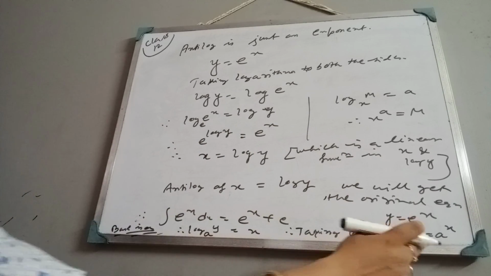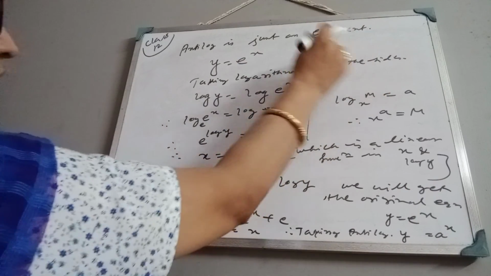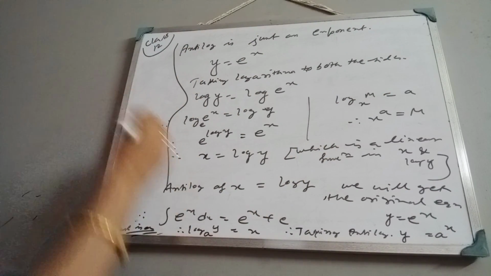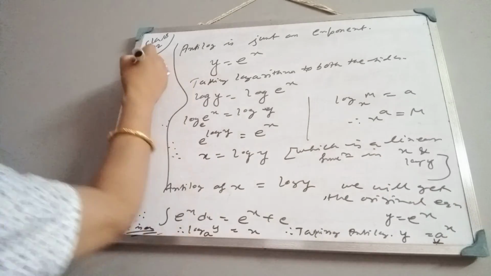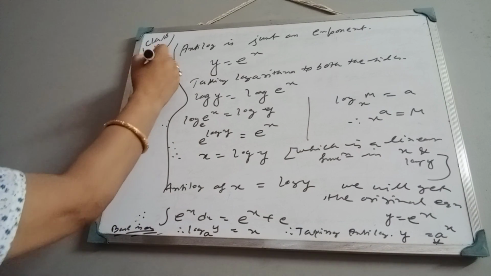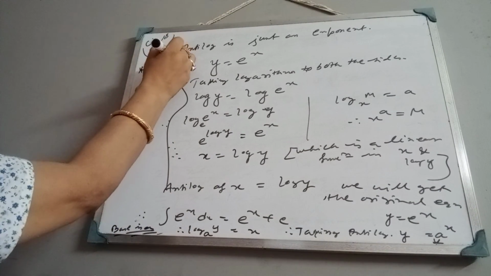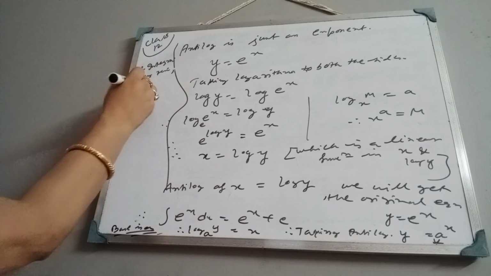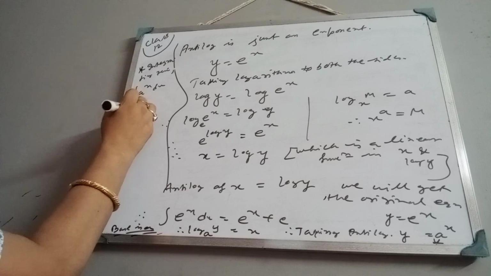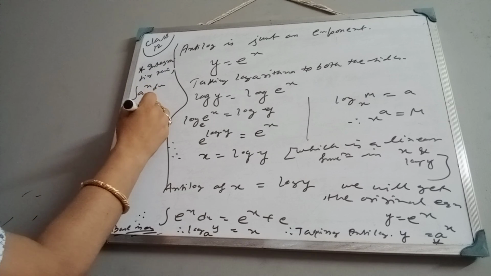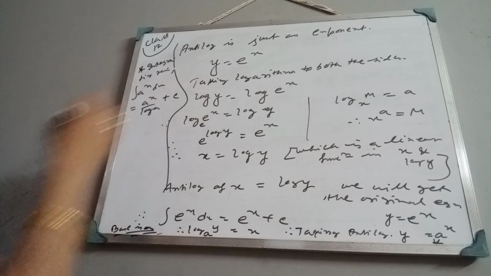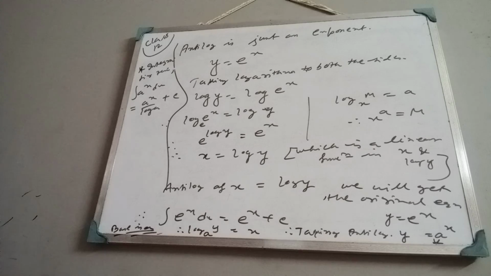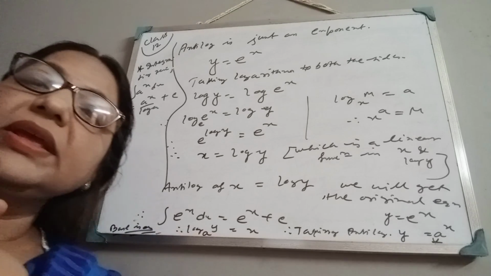Now integrating this, what we will get? Space is not enough, so I am writing here. Now integrating this, what we will get? Integral a to the power x dx is equal to a to the power x over log a plus c. I think now it is clear to you. If it is given in antilogarithm, then how can we integrate this?